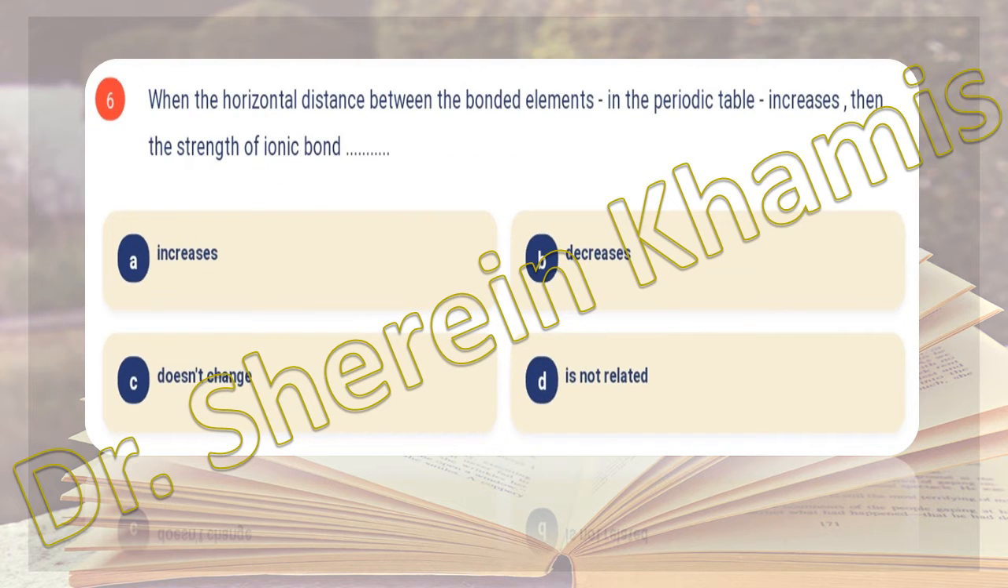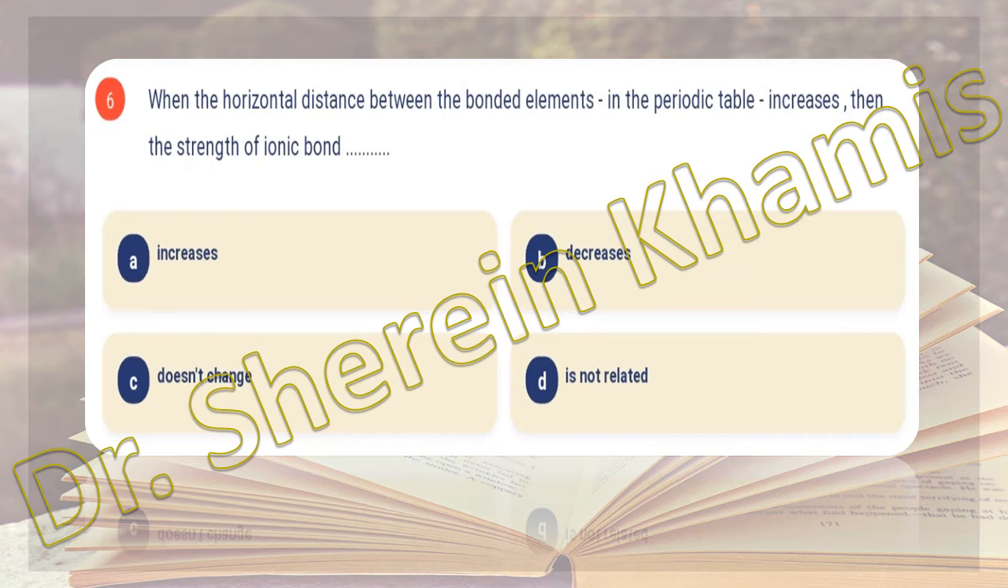Question 6 says, when the horizontal distance between the bonded elements in the periodic table increases, then the strength of the ionic bond that is formed, what happens to it? Okay, as we said, when we take one from group 1A and the other from group 7A, we have a high distance between them, so the difference in electronegativity will be high, and this makes the ionic bond strong.